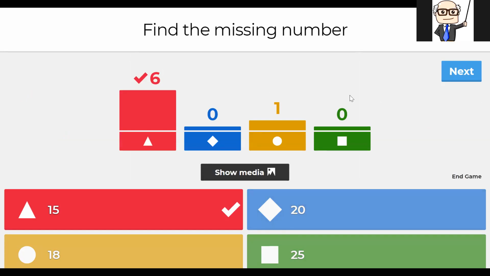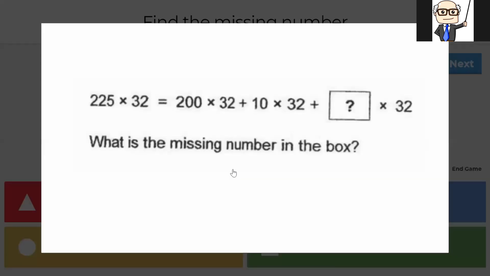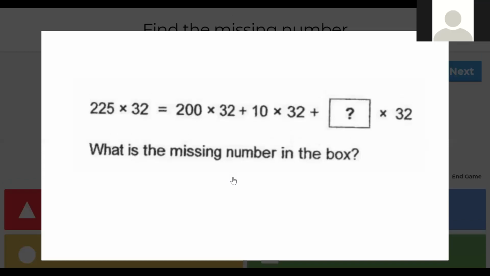Okay, very good. Almost everyone got it correct. Now, this question is about groups, actually. It's about how many groups of 32. You don't worry about how big the number is. We want to look at it as a group.